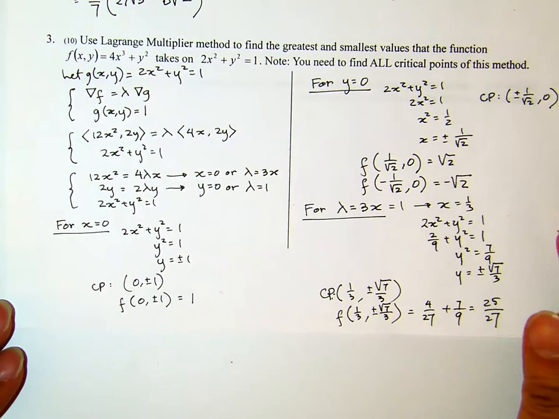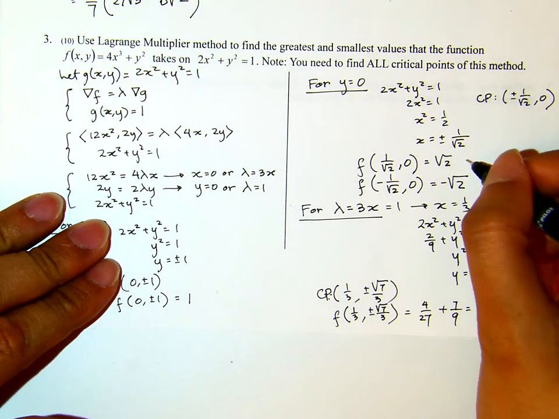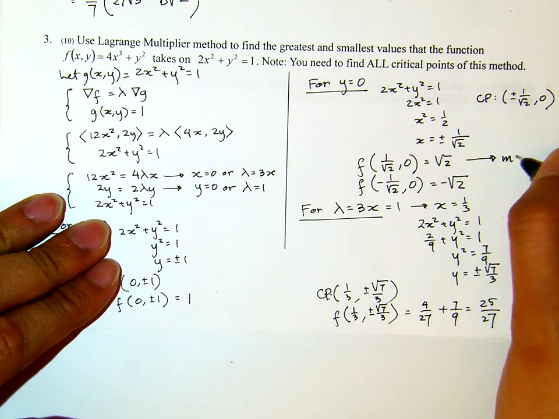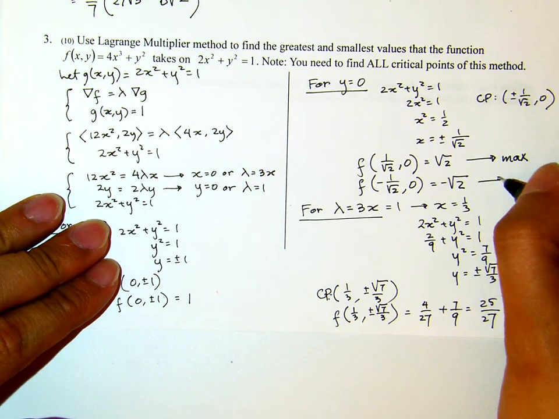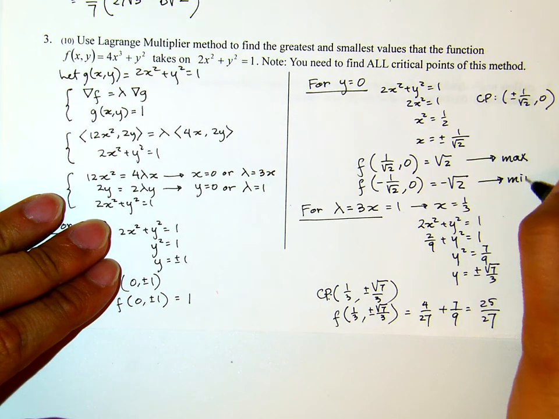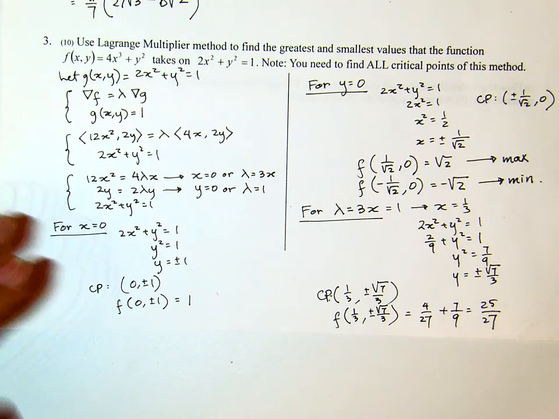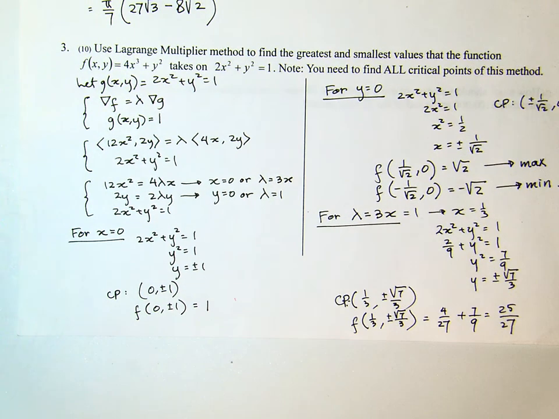And what is the maximum then? This will be the maximum. It's more than 1, and this is the minimum. That's less than -1. Okay, that's for Summer 2009 Math 263 Test 3, number 3.